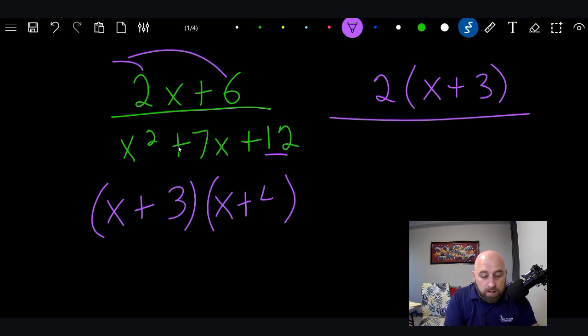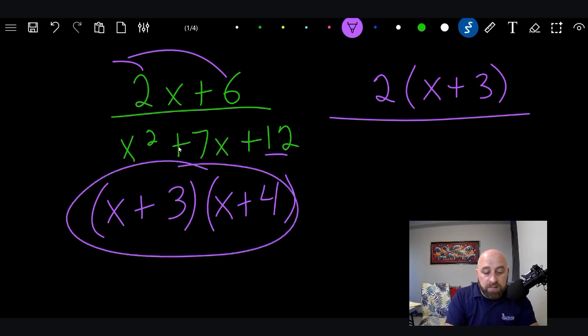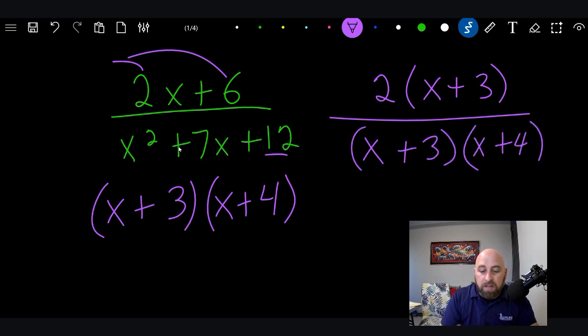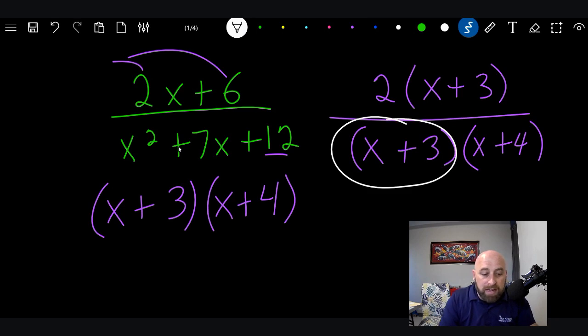3 and 4. And you can just test it if you want. That's 3x, that's 4x plus 3x, and that gives us our 7x. Perfect. So this is our new factor. So let's write that down there. x plus 3 and x plus 4. Now, notice what we have here. We have a common x plus 3 and x plus 3.